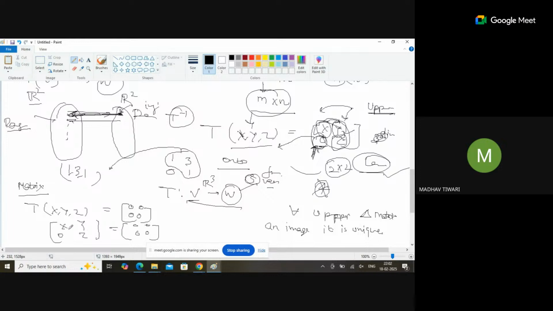If you compare all these equations, you got x value 0, y value 0, z value 0, and 0 is equal to 0. So all components become 0. It is only possible when x, y, and z are all 0. So its nullity is 0. No null space is there. The null space has only the 0 vector. So that's why it is injective. And surjectivity, I already told you that any upper triangular matrix you take, you can write it as a transformation of a vector.